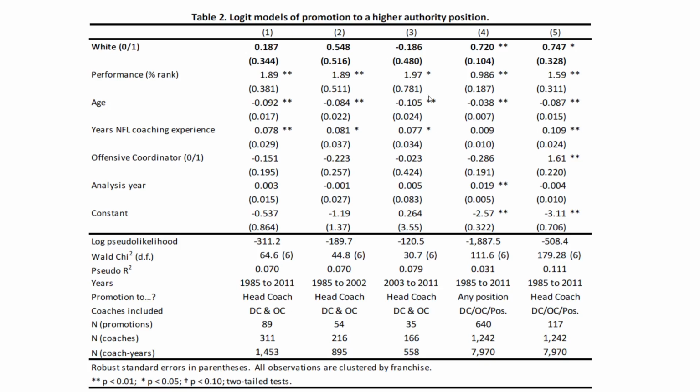Looking at this variable here, they control for quite a few things: years of experience in the NFL, whether or not they were an offensive coordinator, what the year was, the age of the coach, and their performance. I forget all the details of how they measure this, but it was some combination of the wins and losses of their teams and the rank of their side of the ball, whether offense or defense. So they try to control for as much as they can. In this first one, they ask: does being white have a positive effect on being promoted from a coordinator position to a head coach position?